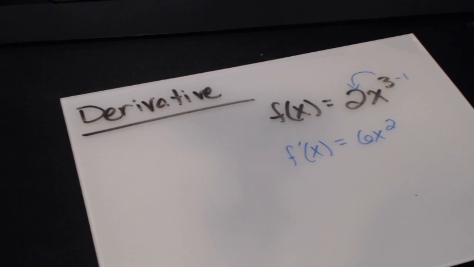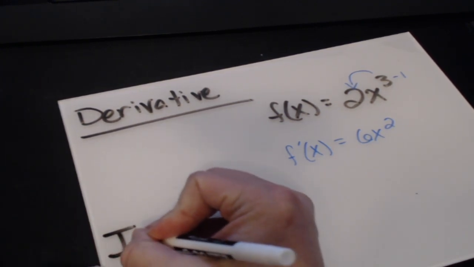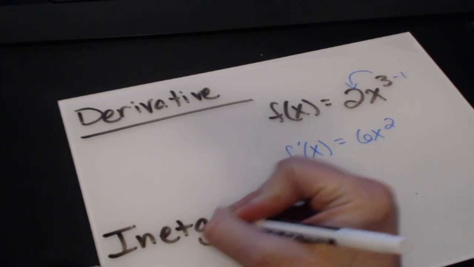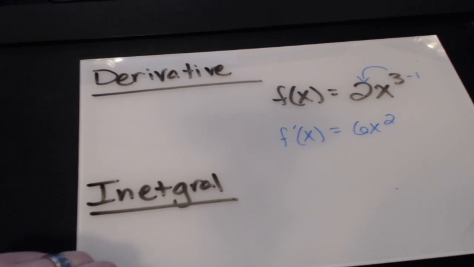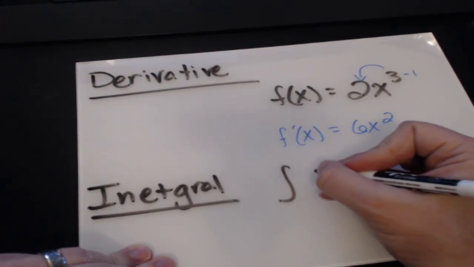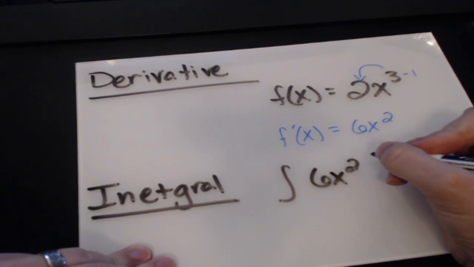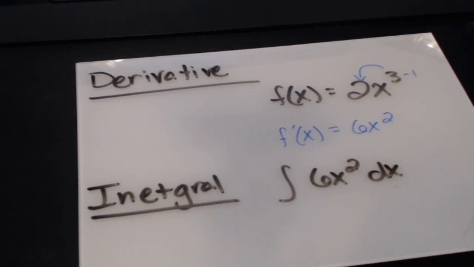So when I mentioned that we have an integral, it's the opposite operation. If you have an integral, kind of an odd word to say, then the idea is if we integrate 6x squared dx, we should get 2x cubed back.